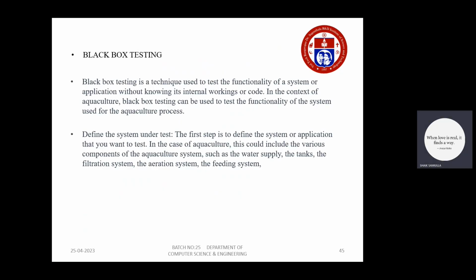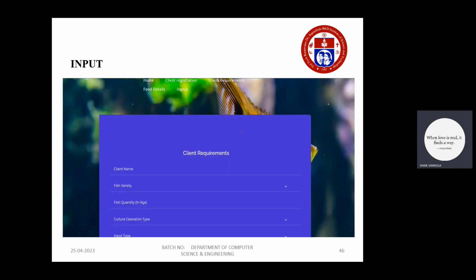So black box testing. Here black box testing is the main technique used to test the functionality of a system or application without knowing its internal working or code. Here, in the context of aquaculture, black box testing is used to test the functionality of the system used for the aquaculture process. Here, defining the system and the test. The first step is to identify the system or application that you want to test. In the case of aquaculture, this could include various components such as the water supply, the tanks, the filtration system, and the feeding system. So this is the input.